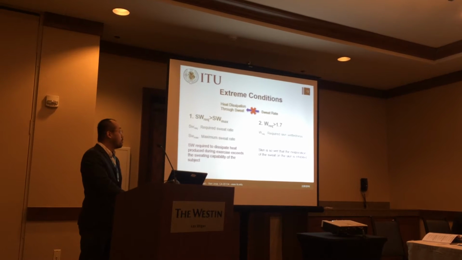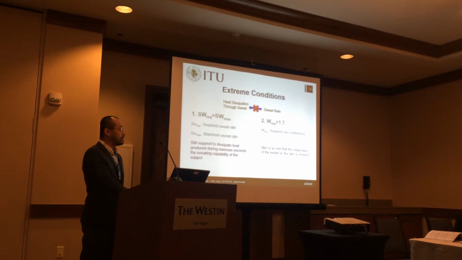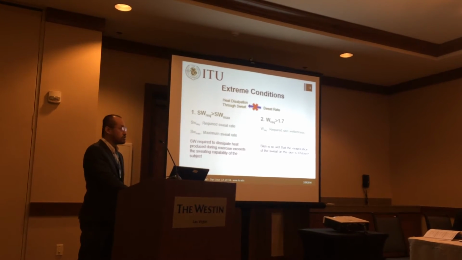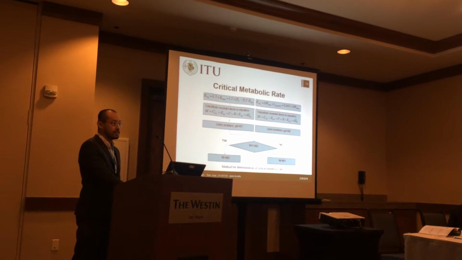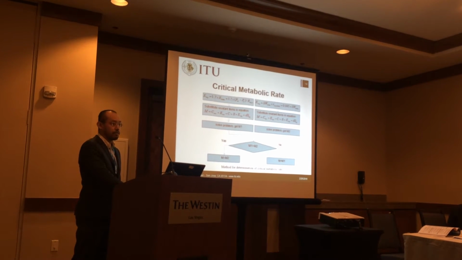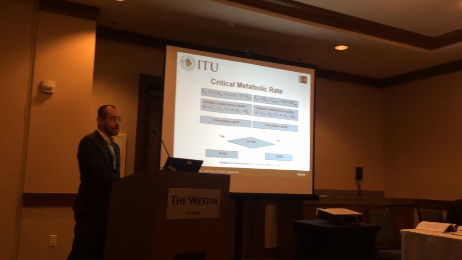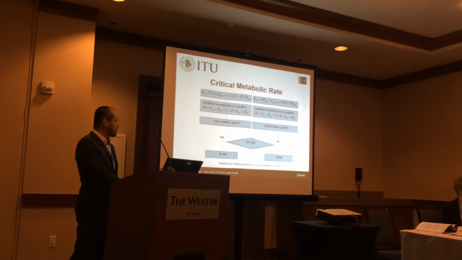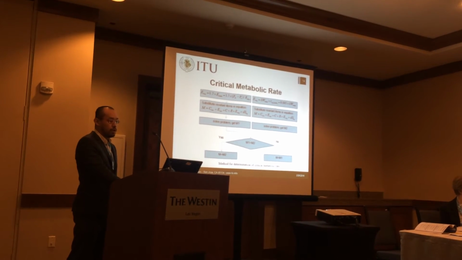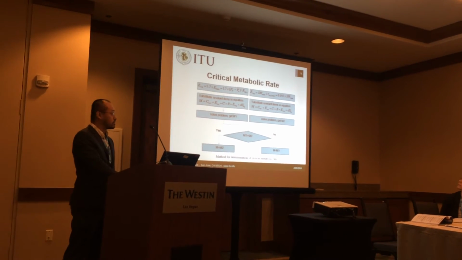So at this point, we cannot use the previous method to calculate heat dissipation through sweat directly from the sweat rate. So how can we deal with this kind of extreme condition? First, we need to identify the critical metabolic rate. Above this critical metabolic rate, the human body will face those kinds of extreme conditions, like we mentioned before. And this is the method for determination of the critical metabolic rate. It is based on the calculation of the two extreme conditions.